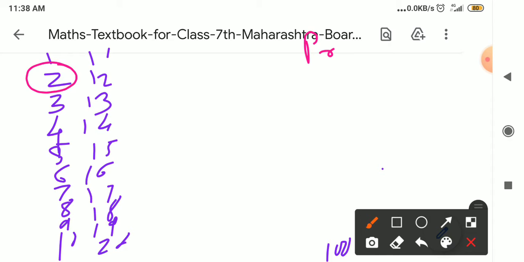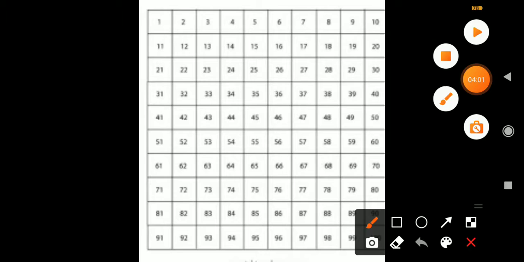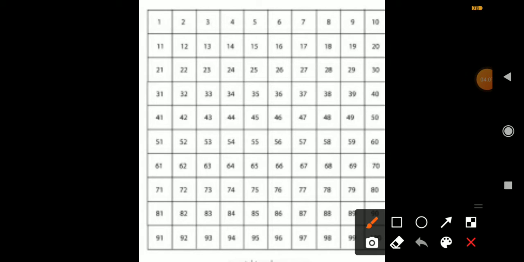Here you have to circle the numbers which are prime. Prime means numbers which are divisible by itself only. If you think about 3, 3 is present in 3's table only. Next, 4. So here I took the numbers 1 to 100 for understanding.